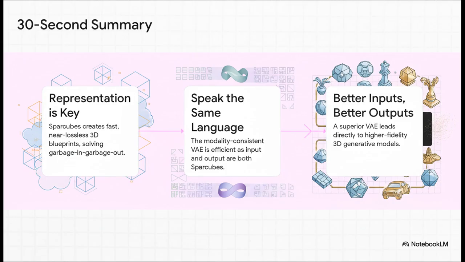Takeaway number 2, speak the same language. The Sparconv-VAE is so much better because it's fluent. It takes in Sparcubes and gives back Sparcubes, making it way faster and more accurate. And takeaway number 3, better inputs make for better outputs. It's that simple. By fixing the foundation, the blueprint, and the encoder, Sparc3D creates a much cleaner, higher quality canvas for all the amazing diffusion models out there to paint on. It lifts the entire field up.